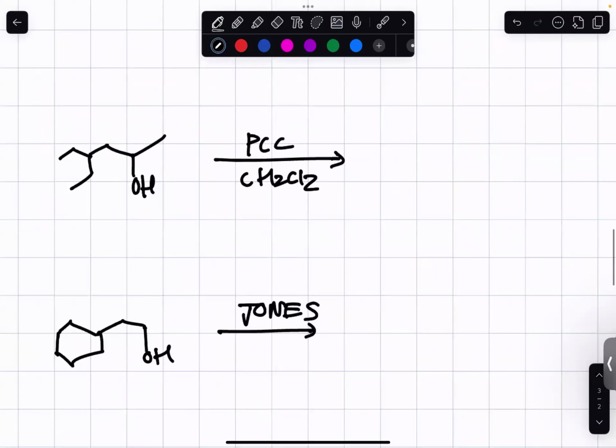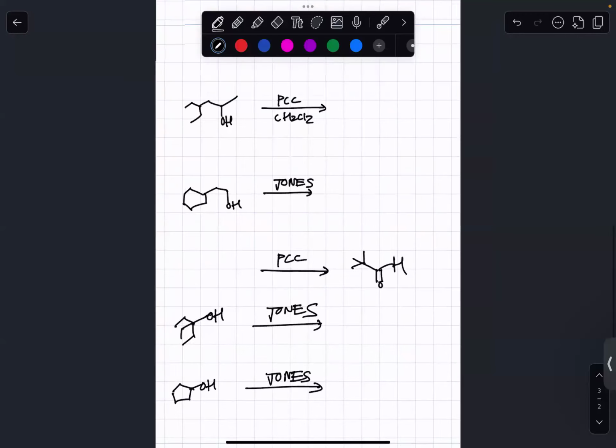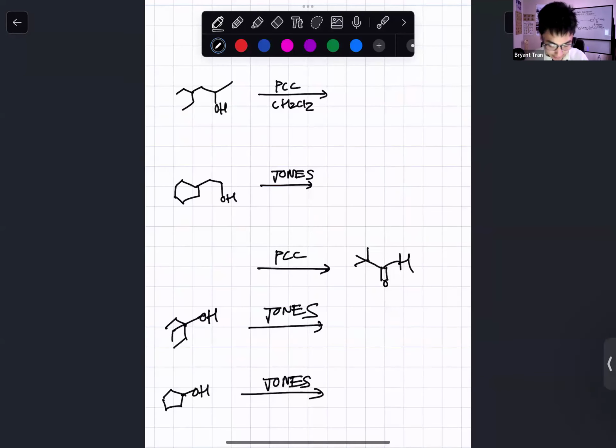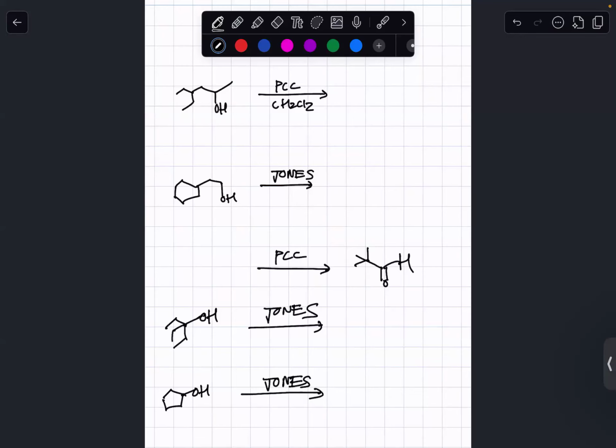Can you zoom out? Are those all 5 problems? Okay, I'll just try. These are all the ones. All 7.